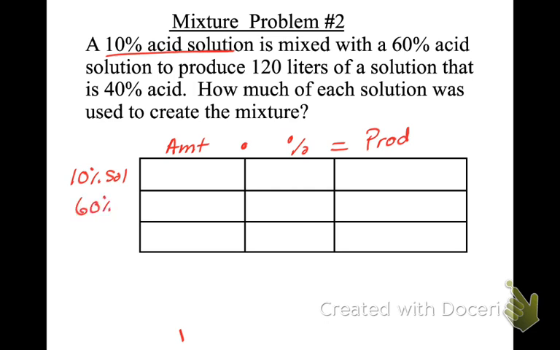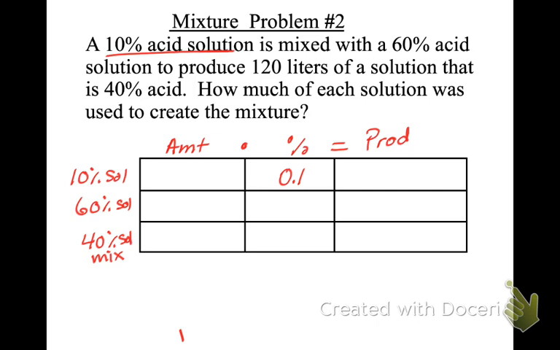And what do we want? 120 liters of solution. A 40%. Okay? And that's the mix. So right away I know what my decimals are. So what's the first? The 10% decimal is what decimal? 1/10. Okay? Convert it, move it over once, twice.